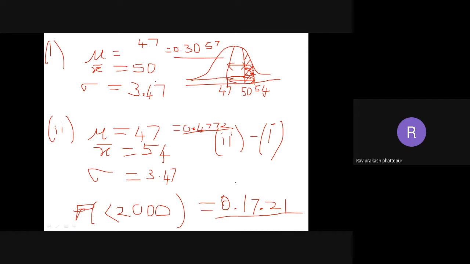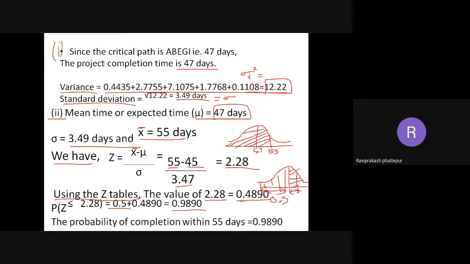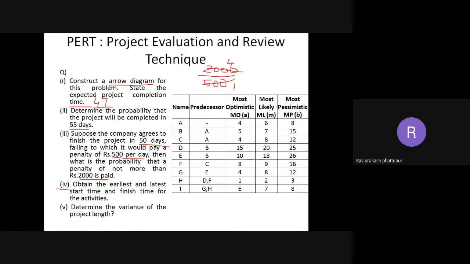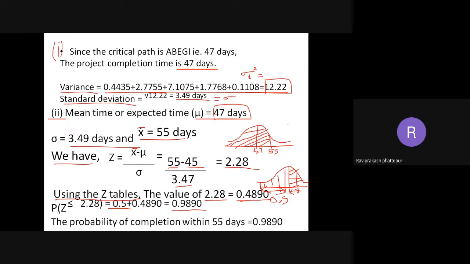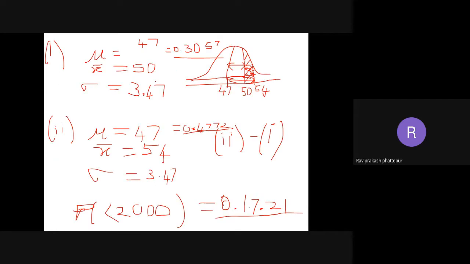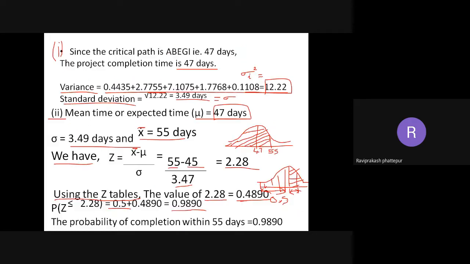So similarly, the only thing additional to the CPM is this particular probability, where we need to find out the variance and the standard deviation. The variance we have already found out, so you can write the last value. Here, the value for the fifth one, variance of the project length, you can directly write: that is 12.22 is the variance. The probability for the first one is 0.4890. The second one is 0.1721. So this ends this particular problem.